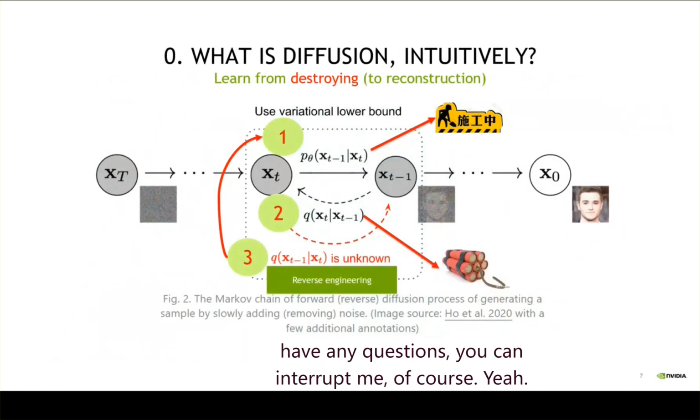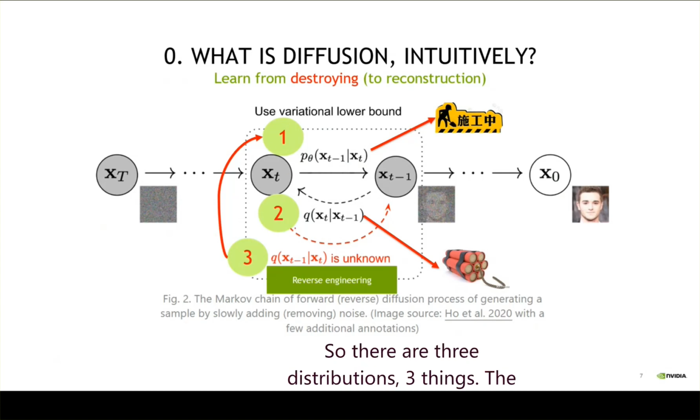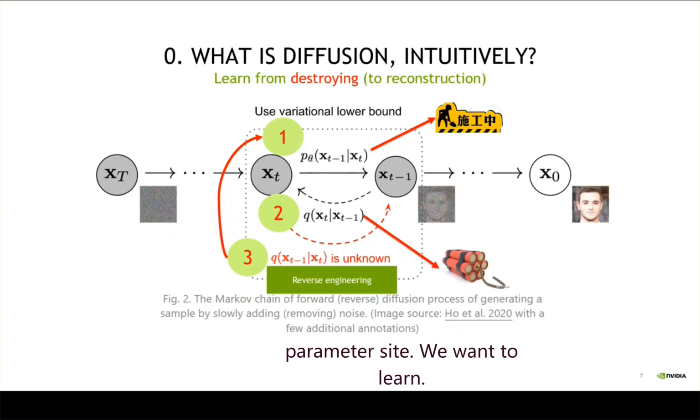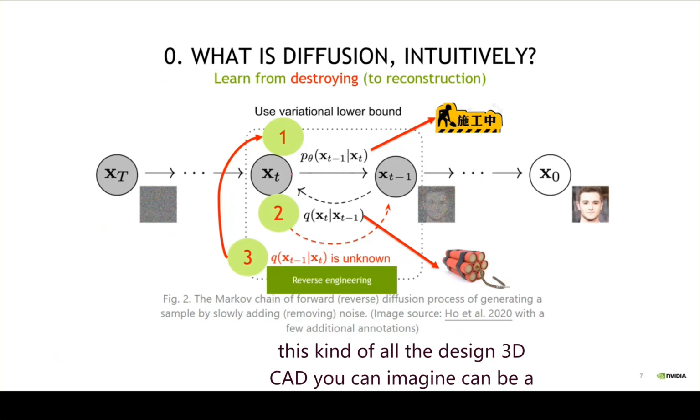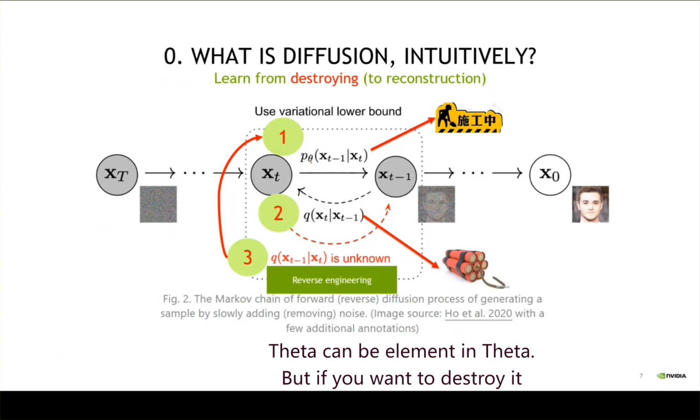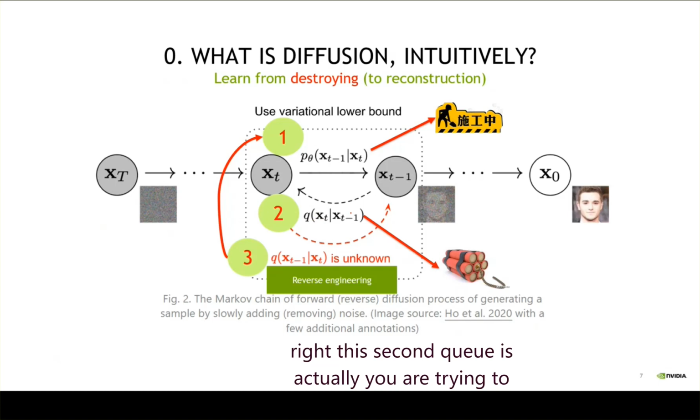If you have any question, you can interrupt me, of course. So there are three distributions. The first one we call the P theta distribution. Theta means the parameter set we want to learn. Say we want to learn how to build a rocket. All the design, the 3D CAD you can imagine, can be an element in theta.